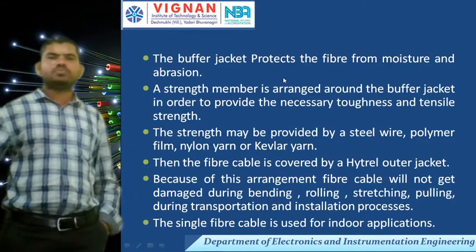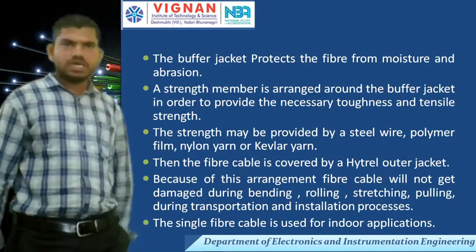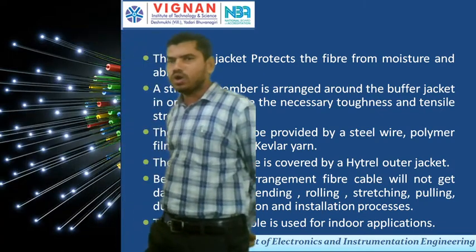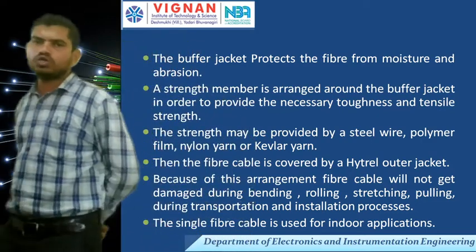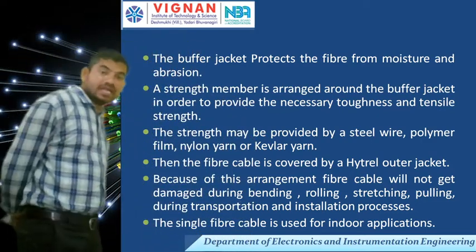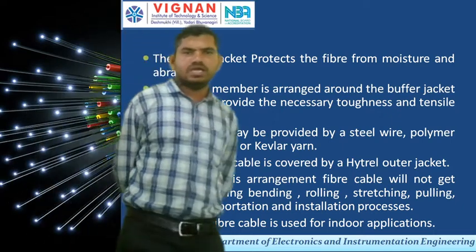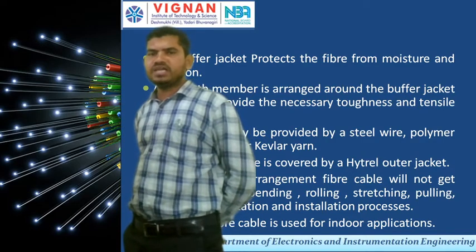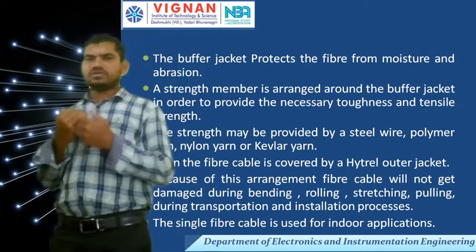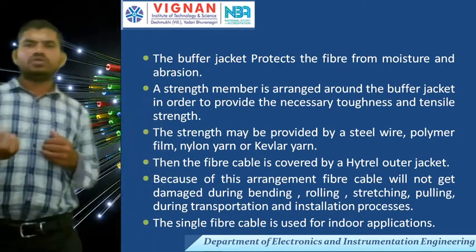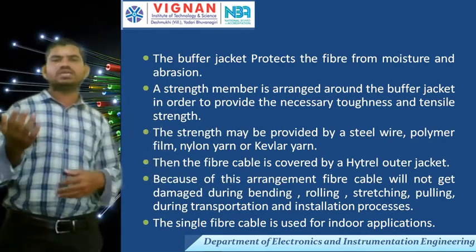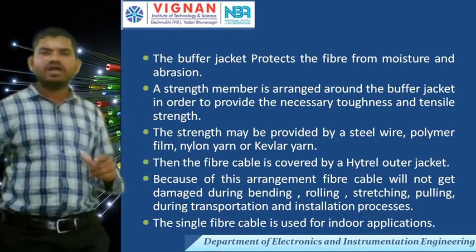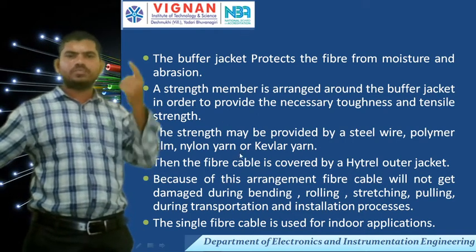The buffer jacket protects the fiber from moisture and absorption. The strength member is arranged around the buffer jacket in order to provide the necessary toughness and tensile strength. The strength may be provided by steel wire, polymer film, nylon yarn, or Kevlar yarn. To protect the strength member, we use polymer film or nylon. In fiber optic cables, Kevlar yarn is mostly used to maintain the strength.